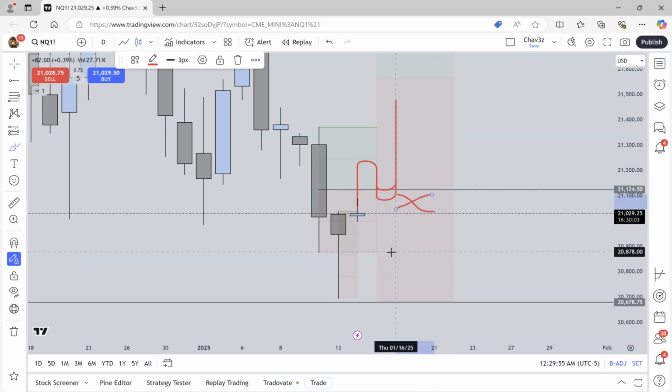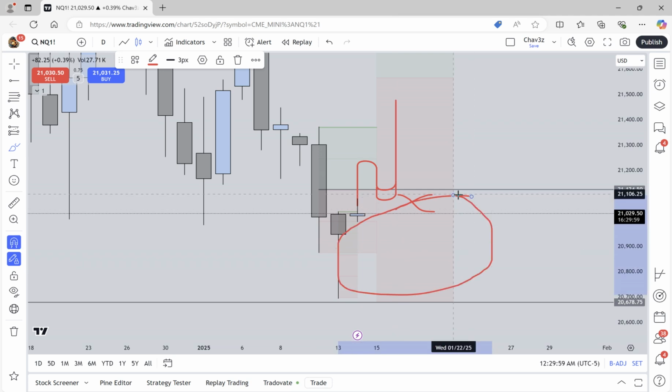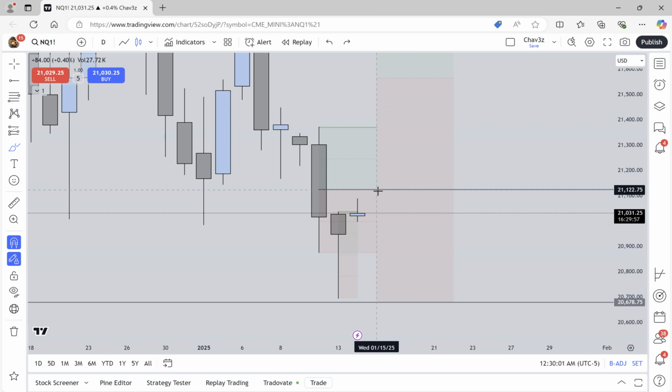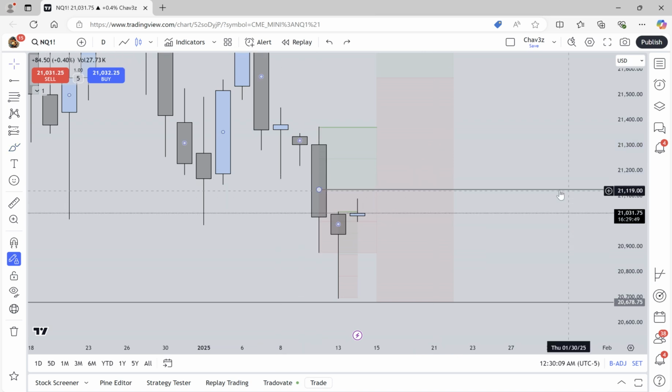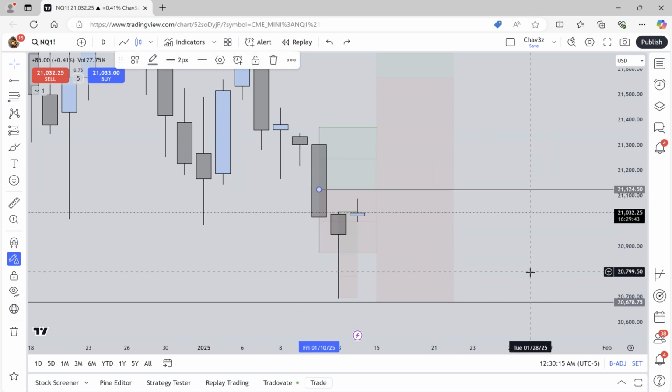Fail to close underneath, or fail to stay closed underneath of this range, which is underneath our equilibrium of our fair value gap, and then we can possibly see more bullish price. So we have our bullish and bearish level from the 1 day because it lined up so well with our 1 day fair value gap.